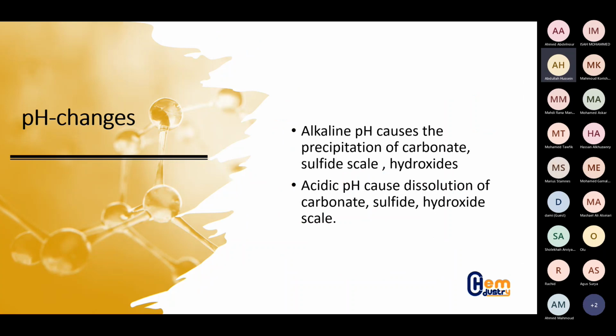And then we have the pH changes. pH basically can affect the carbonates, the sulfides, the oxides, and the hydroxides in alkaline solutions. This can trigger their precipitation. Acidic solution, on the opposite, will dissolve them. Something you need to take care of, especially when you deal with calcium carbonate, because it is very sensitive to pH changes. Actually, pH is the main factor that can cause calcium carbonate to precipitate and deposit.